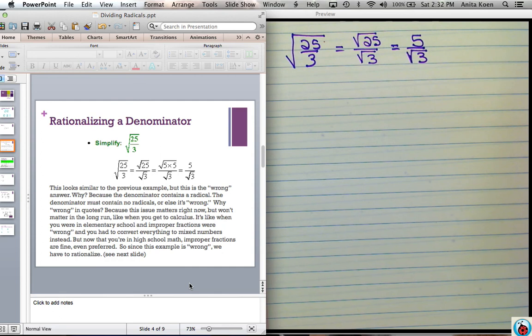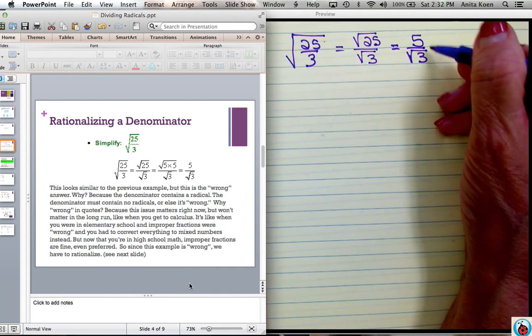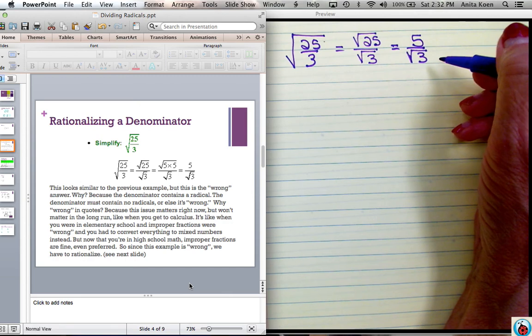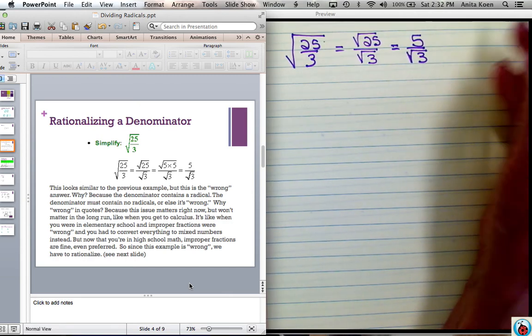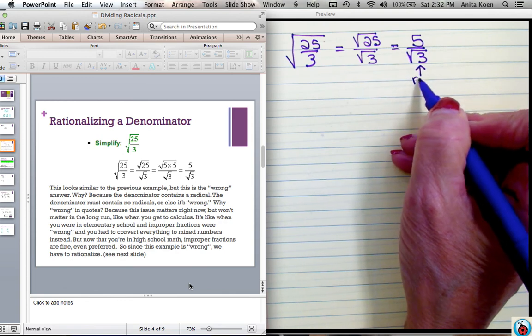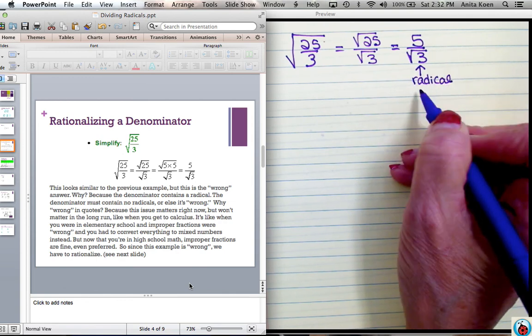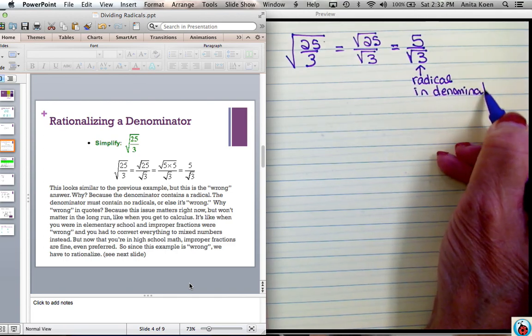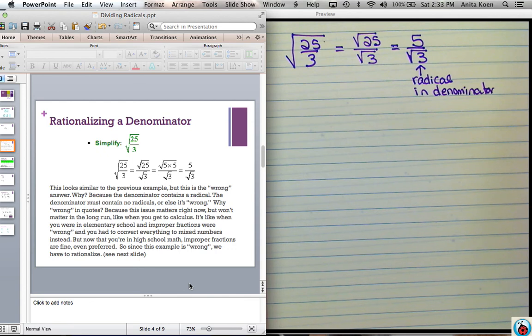Well, this looks like those previous examples, but this is not the way we want to leave our answer. We're going to look at this as the wrong answer. Why? Because the denominator contains a radical. If there is a radical in the bottom, in the denominator, it is customary for us to remove it. We do not want to leave that radical. The denominator must not contain any radicals or else it's wrong. Notice we have wrong in quotation marks. Why do we have wrong in quotation marks? Well, because right now this issue matters. We want you to be sure that you understand.